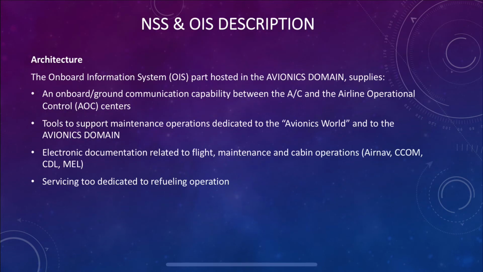Network server system and onboard information system description. The onboard information system is partly hosted in the avionic domains. It supplies 4 things. The first is an onboard or ground communication capability between the aircraft and the airline operational control centers. The second is tools to support maintenance operations dedicated to the avionics domain. The third is electronic documentation related to flight, maintenance and cabin operations. And the last is servicing dedicated to refueling operation.